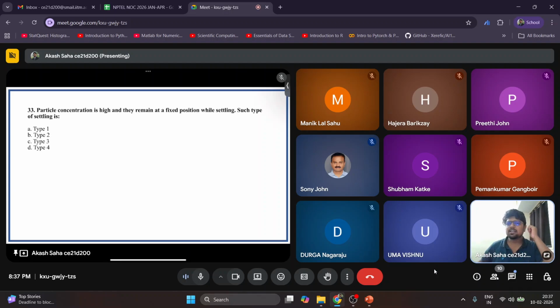Particle concentration is high and they remain at fixed position while settling. Such type of settling is type 1, 2, 3, 4. Please answer. What is this type of settling?